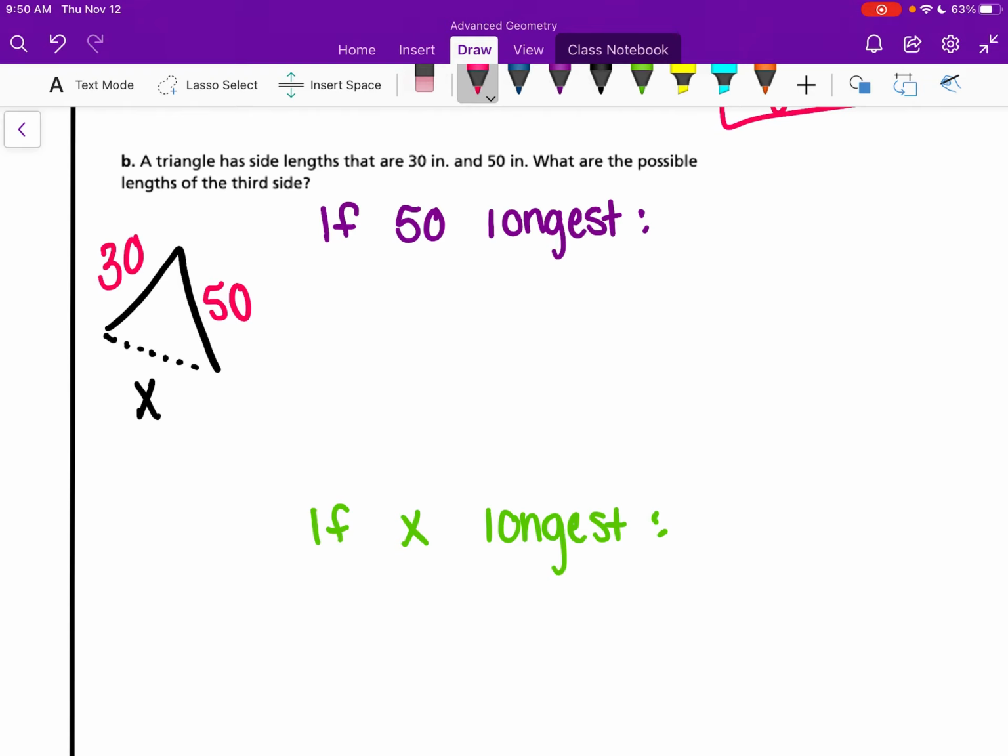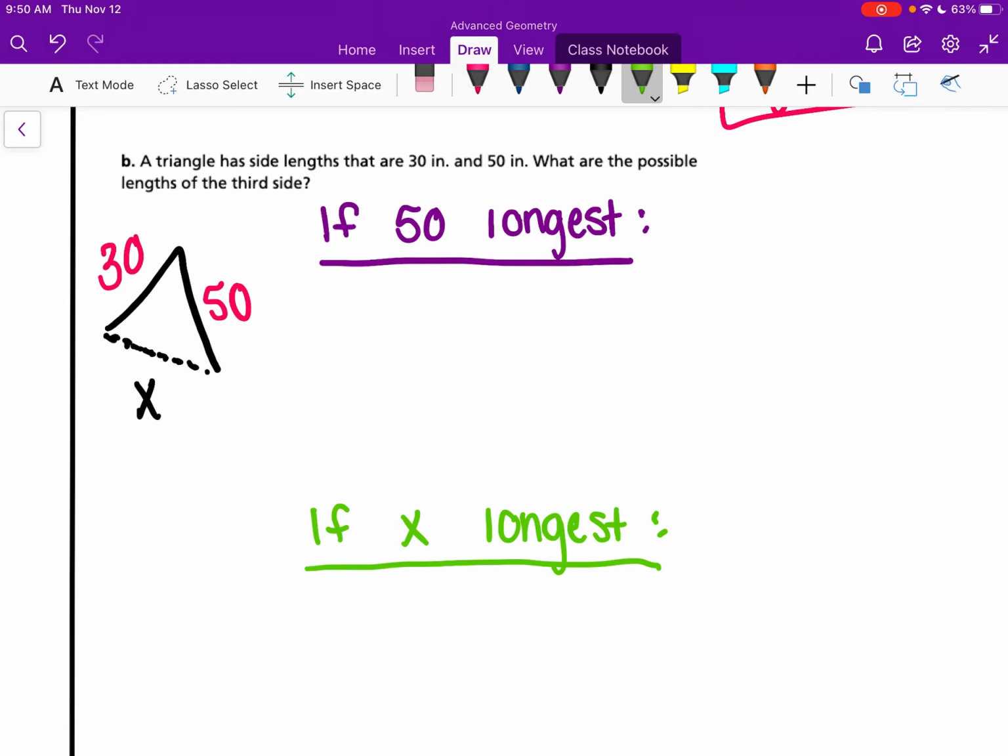So what I've done is I've sketched a little triangle. Now I don't know the third side, so I left it dotted. I've used an X to represent what I don't know. But I do know that I have two sides that are 30 inches and 50 inches. So for this third side, we've got two routes here. Either the 50-inch side is the longest side, or it's not, and that means that the unknown side is the longest side.